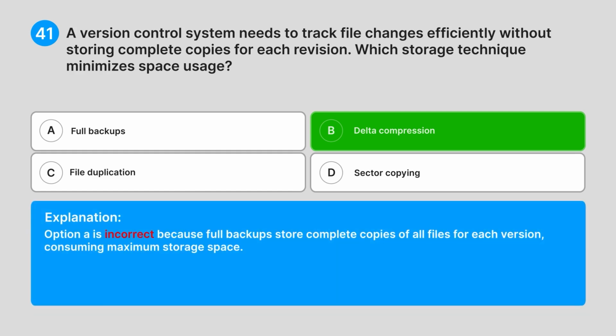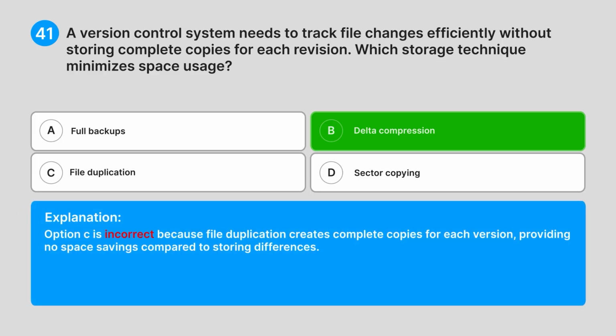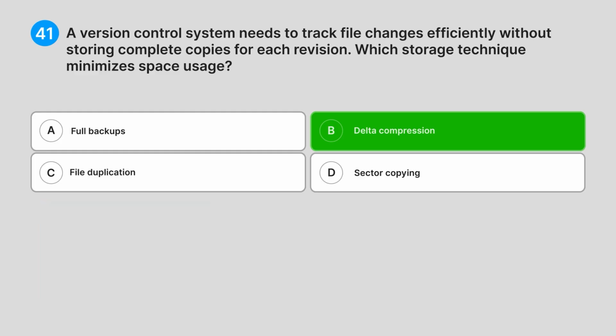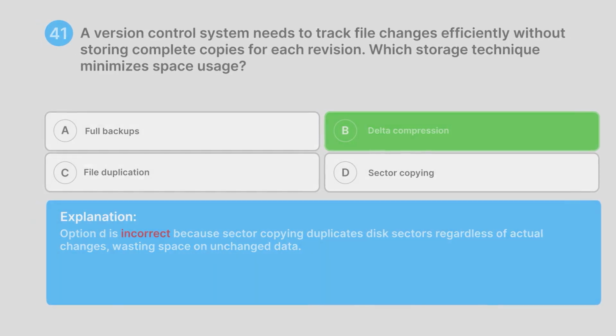Option A is incorrect because full backups store complete copies of all files for each version, consuming maximum storage space. Option C is incorrect because file duplication creates complete copies for each version, providing no space savings compared to storing differences. Option D is incorrect because sector copying duplicates disk sectors regardless of actual changes, wasting space on unchanged data.